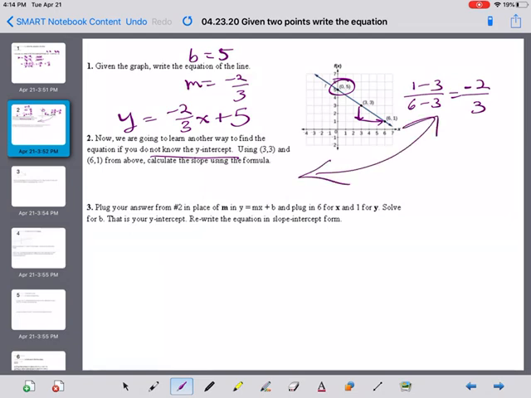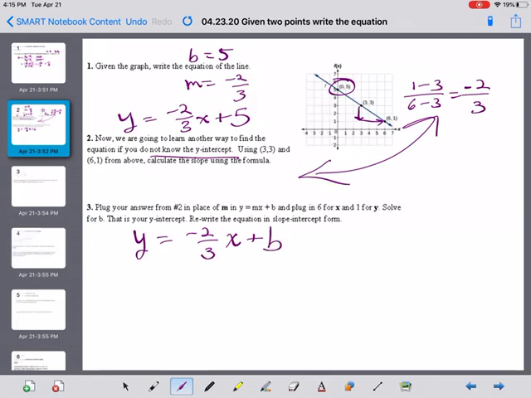Oh, that's what we just did here. So you can copy that in this spot, and you will get -2/3. Plug your answer from number 2 in place of m in y equals mx plus b. So that's a partial linear equation, right? Now we just need the constant term, the b.